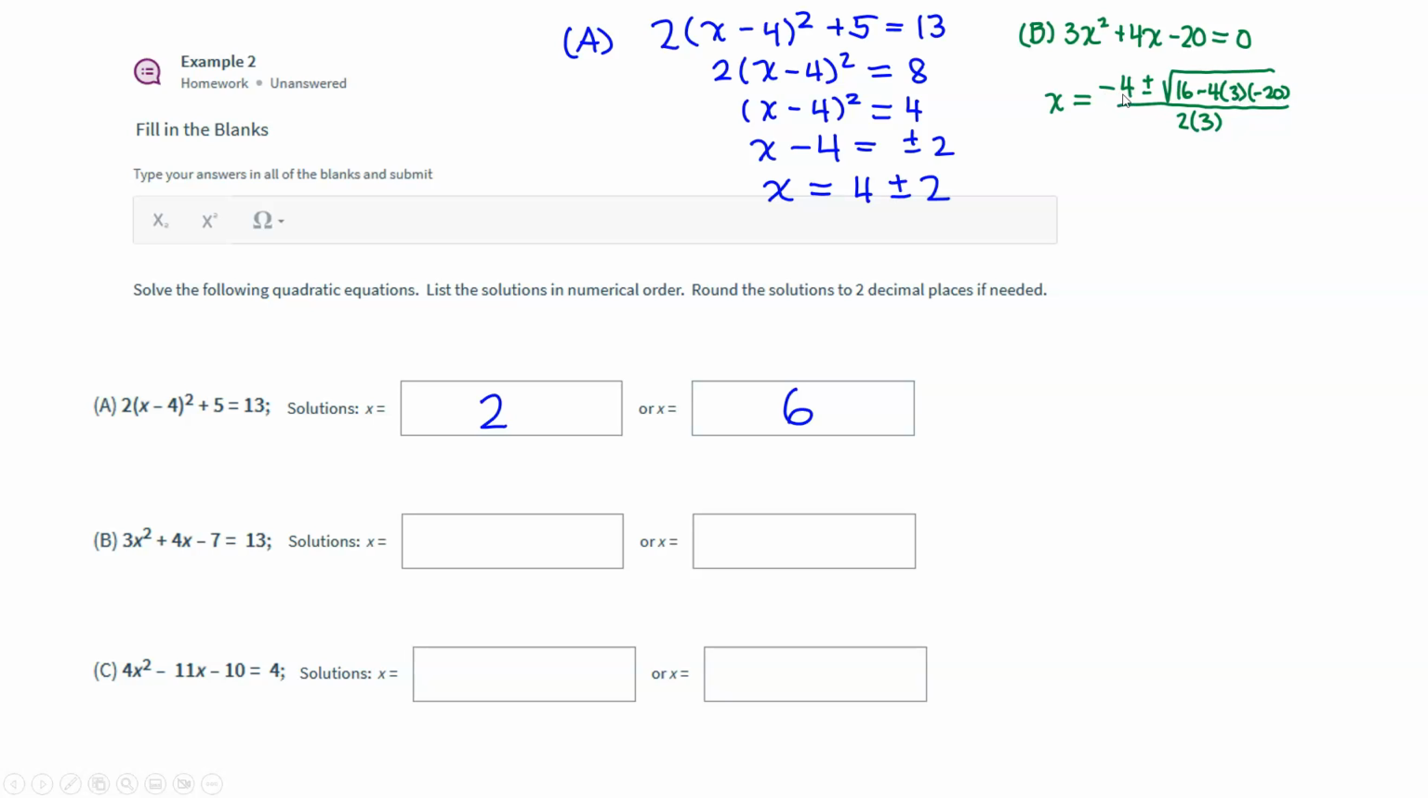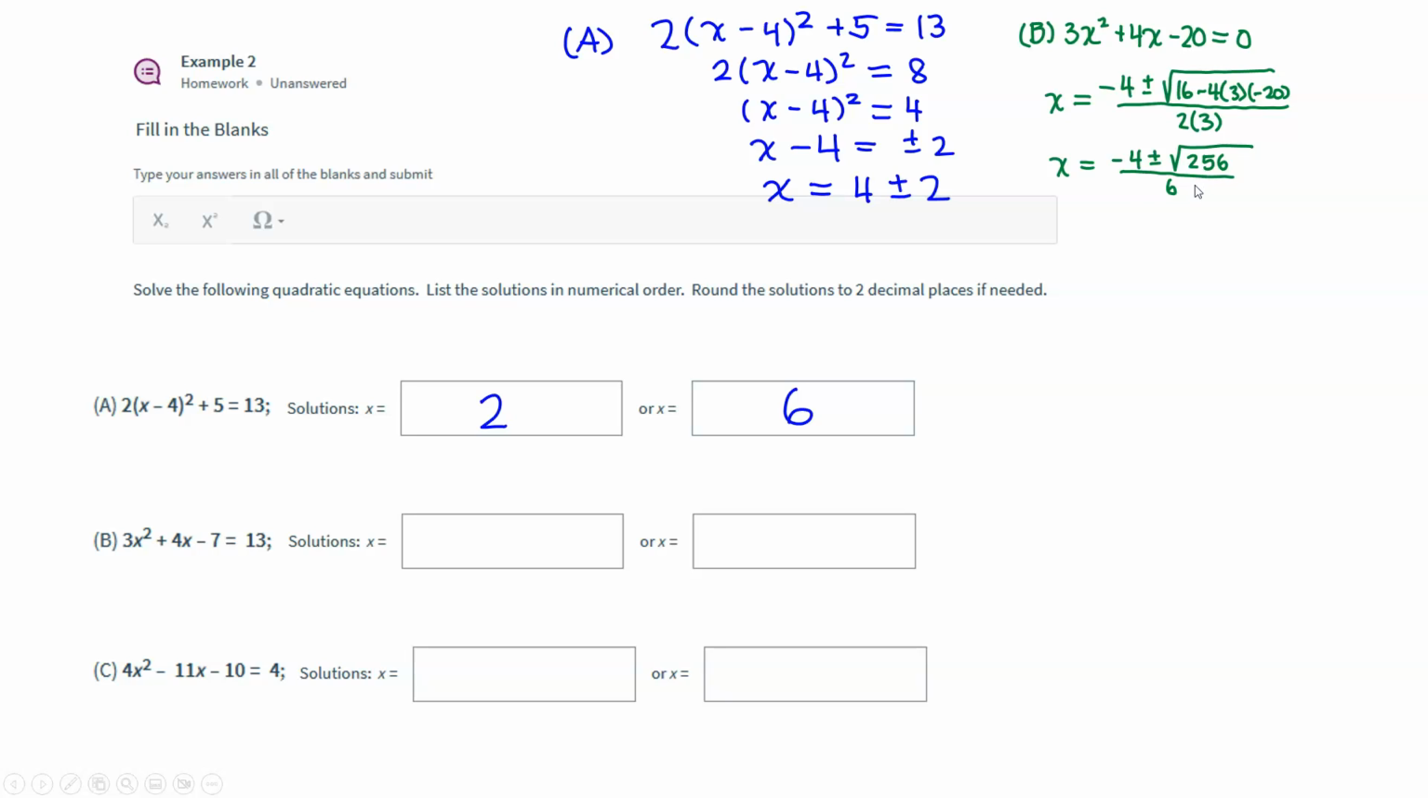So the opposite of B, plus or minus the square root of B squared, which is 16, minus 4 times A, which is 3, times C, which is a negative 20. A common error is a lot of times students leave off that negative, and that causes some problems, and you get situations where you're trying to take the square root of a negative, and that leads to issues we're going to talk about momentarily. 2 times A is 2 times 3. So as I simplify this, what's inside the radical becomes 256, which is a perfect square.